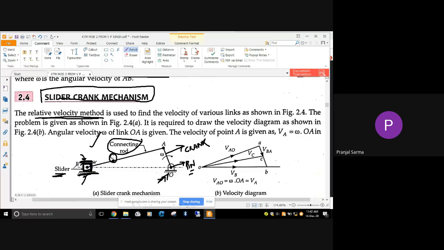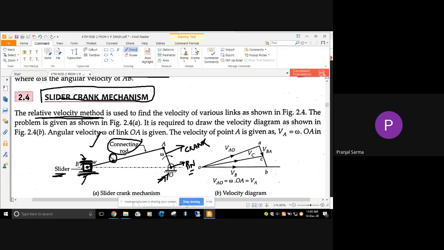How it is constrained to move only in this particular direction, we already know, right? So this is the line of stroke direction. Those words you should remember. We call this movement of the slider the stroke. It gives you different strokes. And this is nothing but the connecting rod.